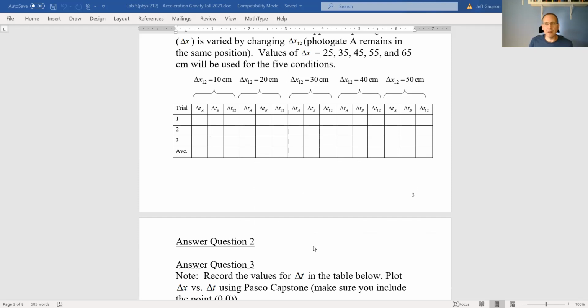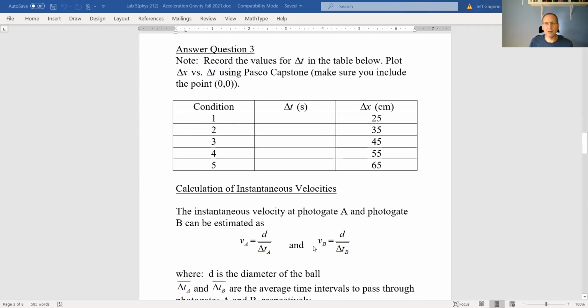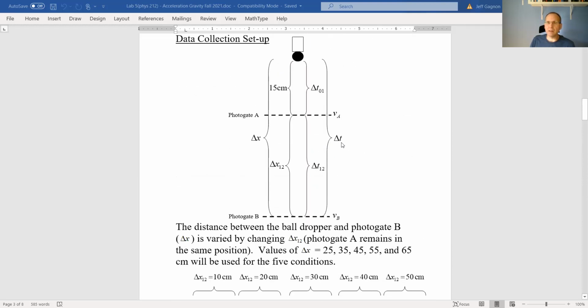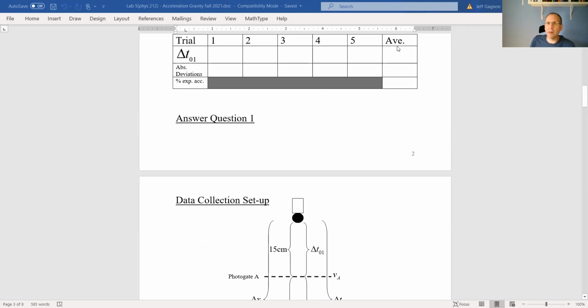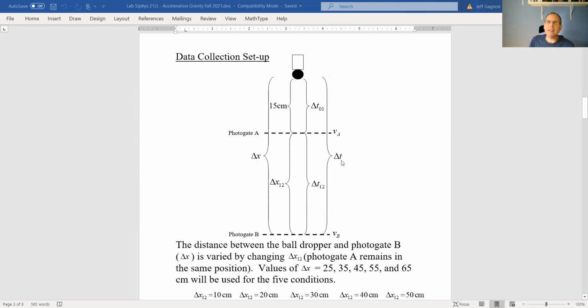Okay, question 3. We have this new table, and what we need now is the total time, delta T, from the ball dropper to the second photogate. So remember in the picture here, to find delta T, the total time from the ball dropper all the way to the second photogate, I need to add the time for the first 15 centimeters, which is delta T01. And I have that because I have that average right here. Remember, that average is the time for the first 15 centimeters. That's my delta T01, and I need to add that to my delta T12 average.